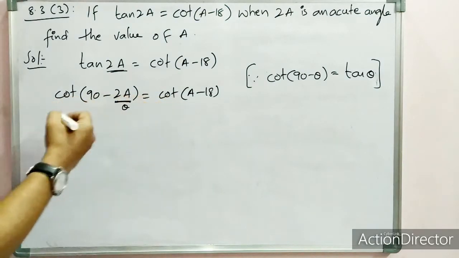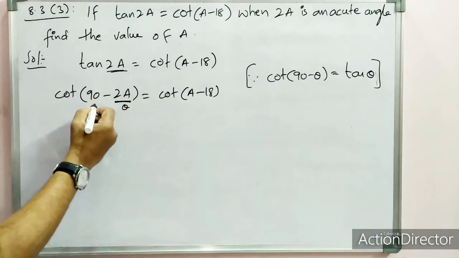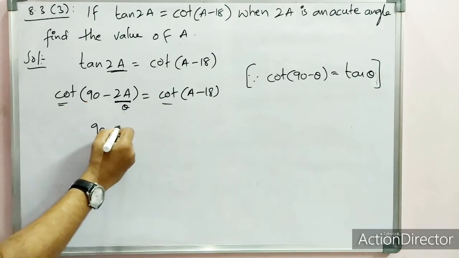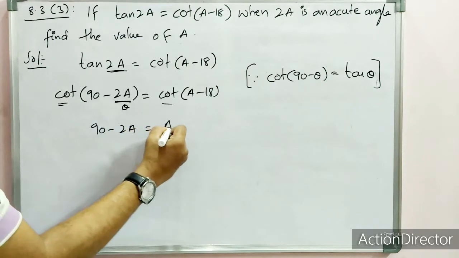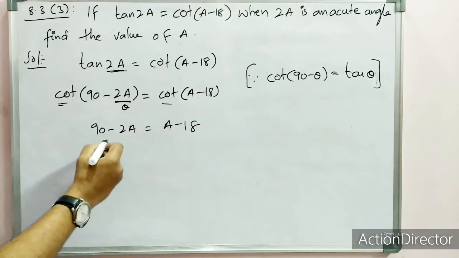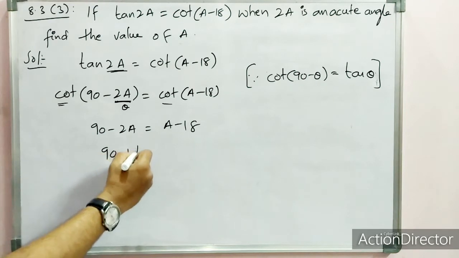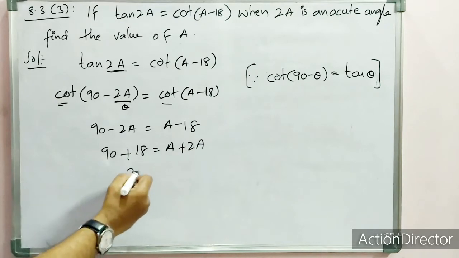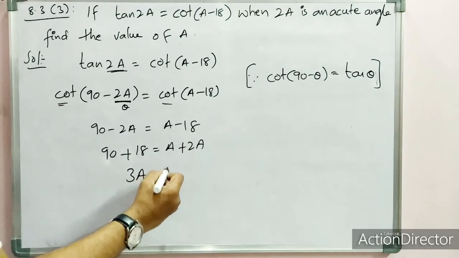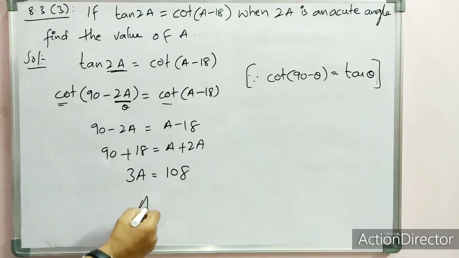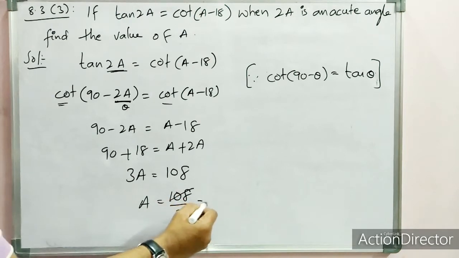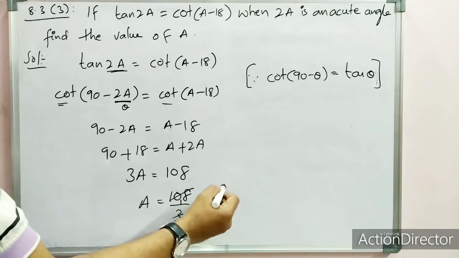Now comparing these two angles, both sides are cot, therefore 90 minus 2a is equal to a minus 18. Now 90 plus 18 is equal to a plus 2a. So I can write 3a is equal to 108. Now a will become 108 by 3, which is 36. Therefore the value of a is 36 degrees.